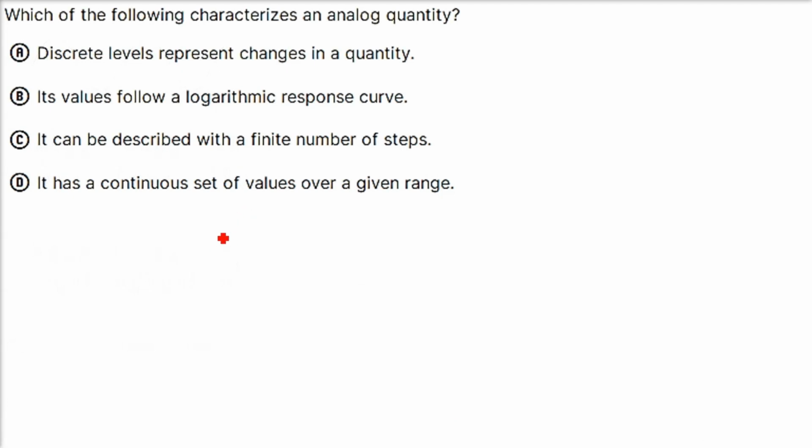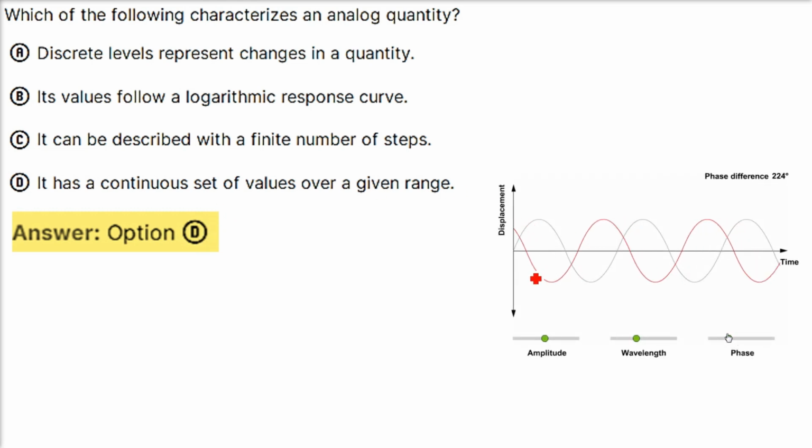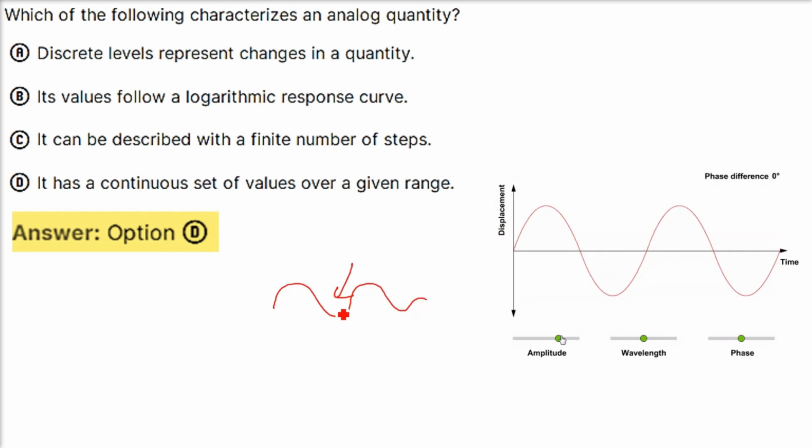Which of the following characterizes an analog quantity? The first option is that it has a continuous set of values over a given range. Now you might have fixed this in your mind, that analog means a continuous set of values, or analog signal means continuity. And it can be defined because it is a form of continuous wave. Then the amplitude, wavelength and phase are those which can define an analog quantity.